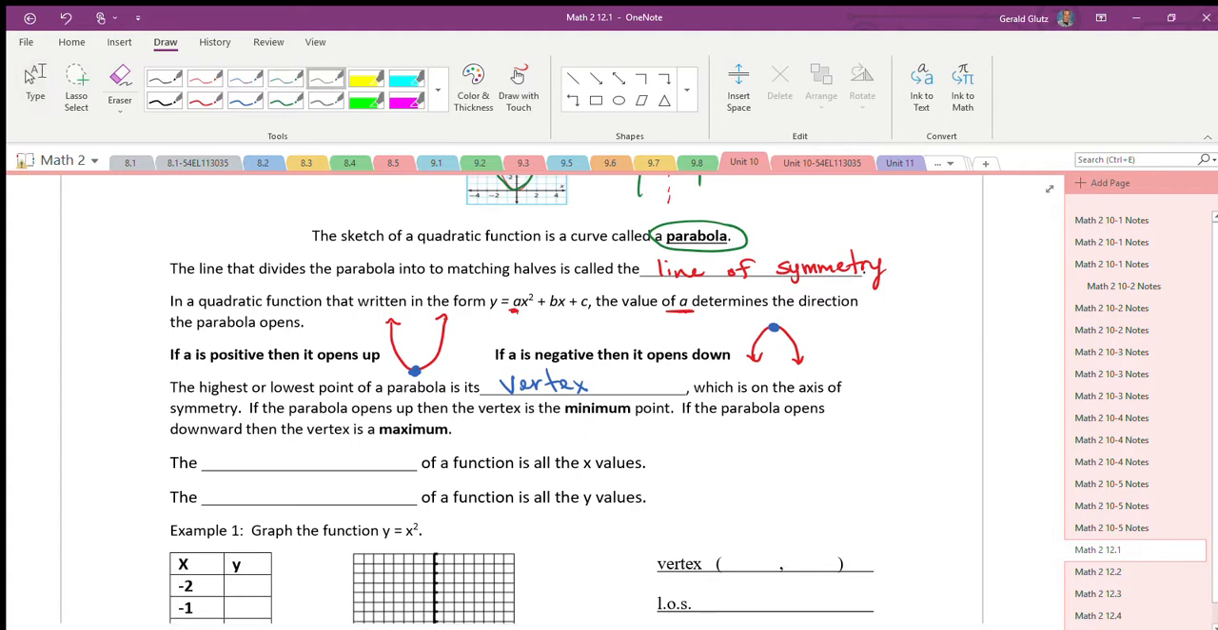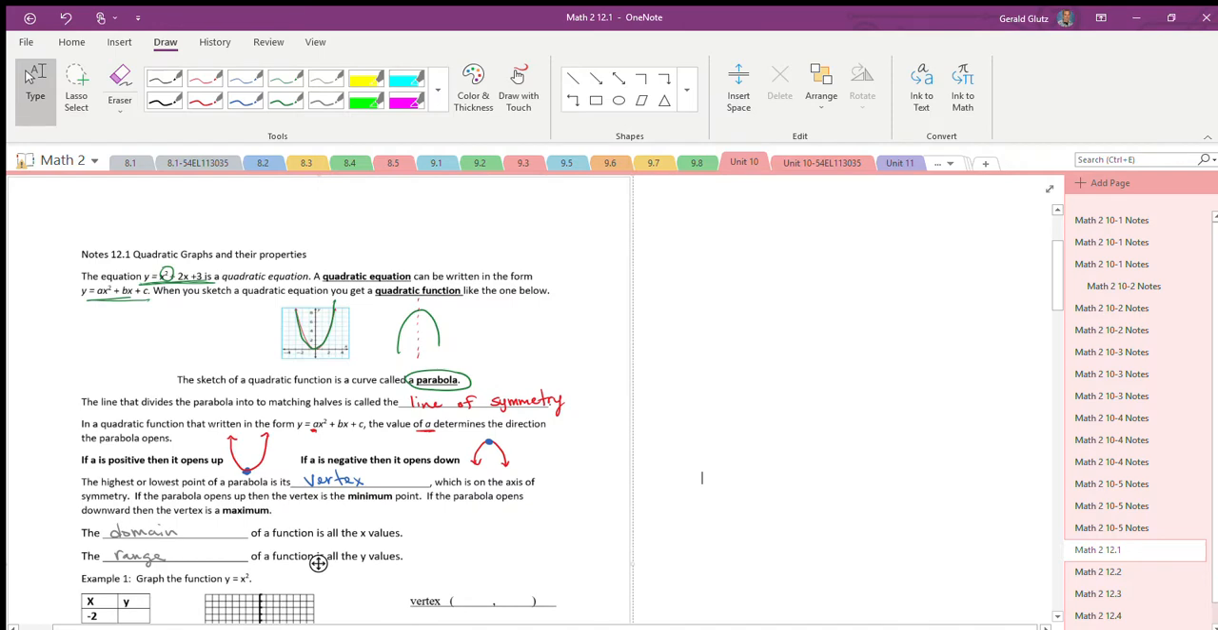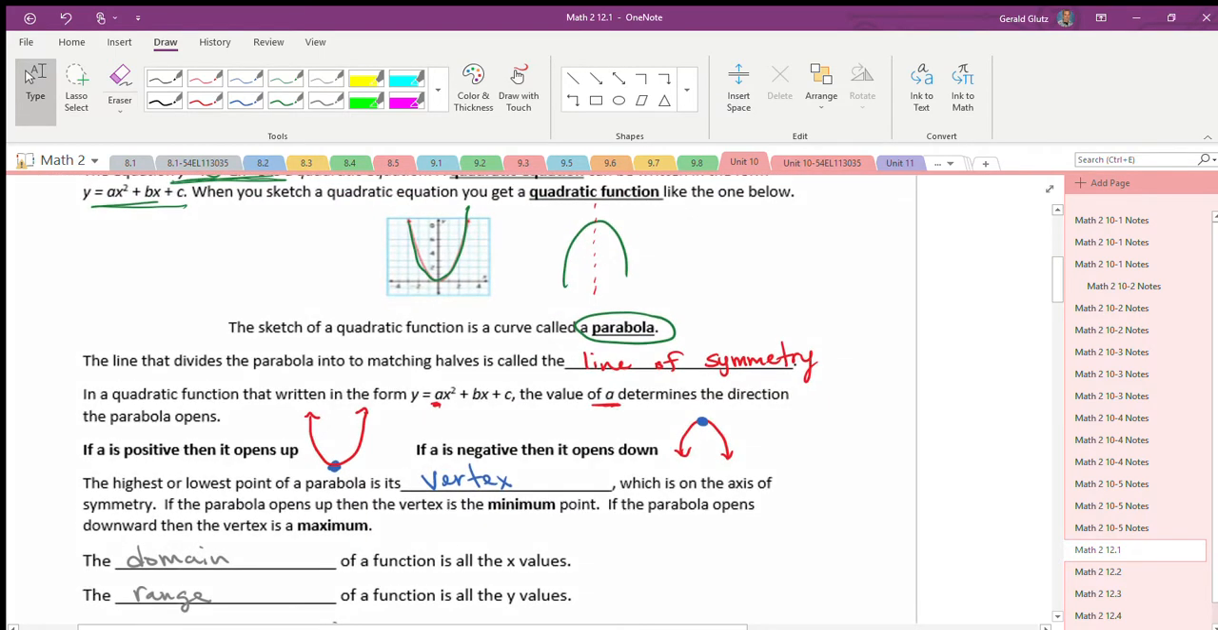Another thing that we're going to talk about, something that you've heard about before: the domain is all of the x values in a graph, and the range is all of the y values in a graph. The domain just means what values of x does a graph touch. The range is what values of y does this graph touch.